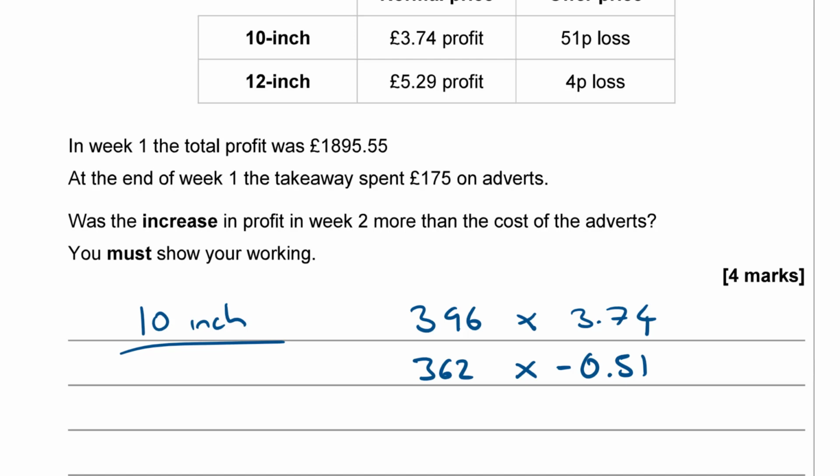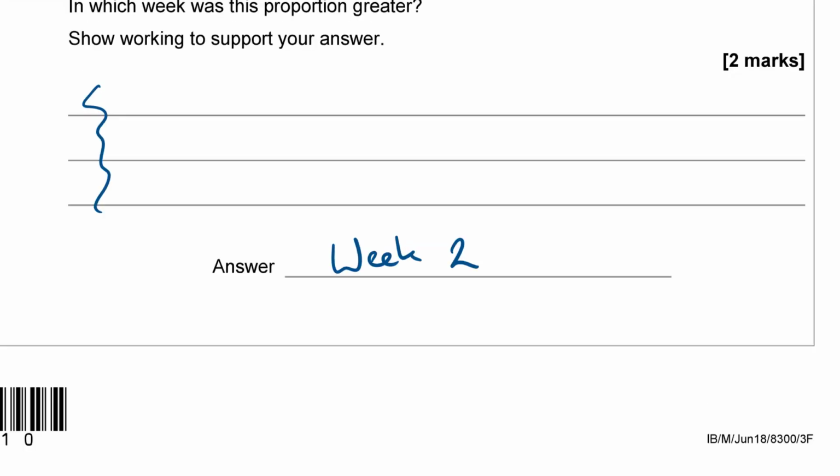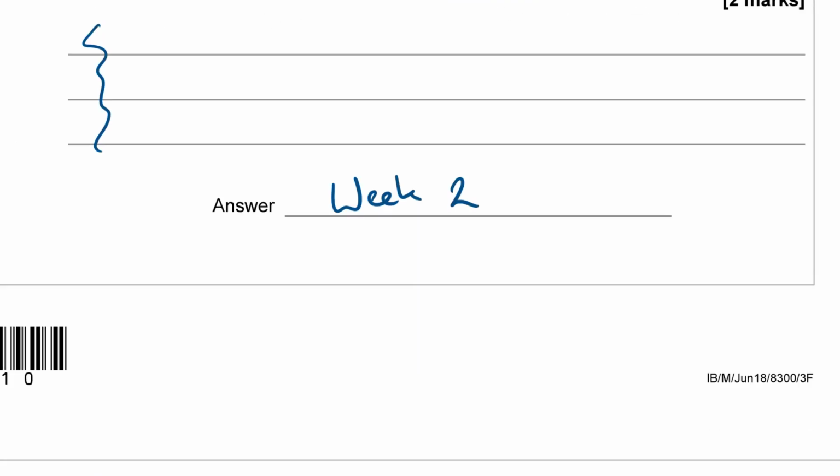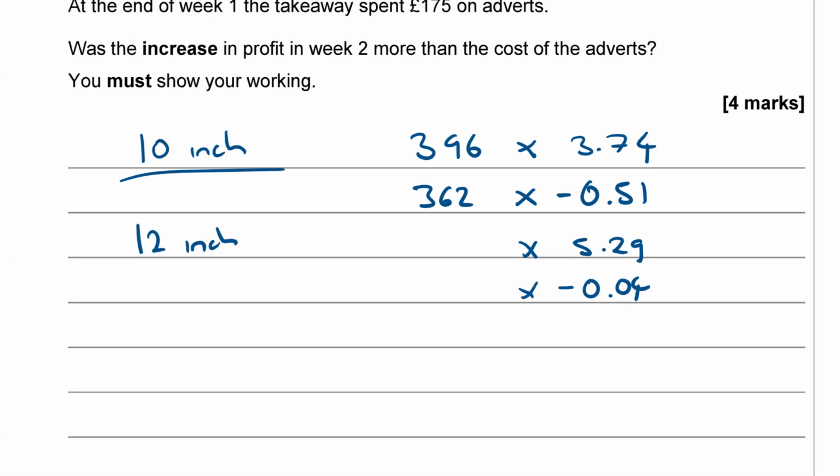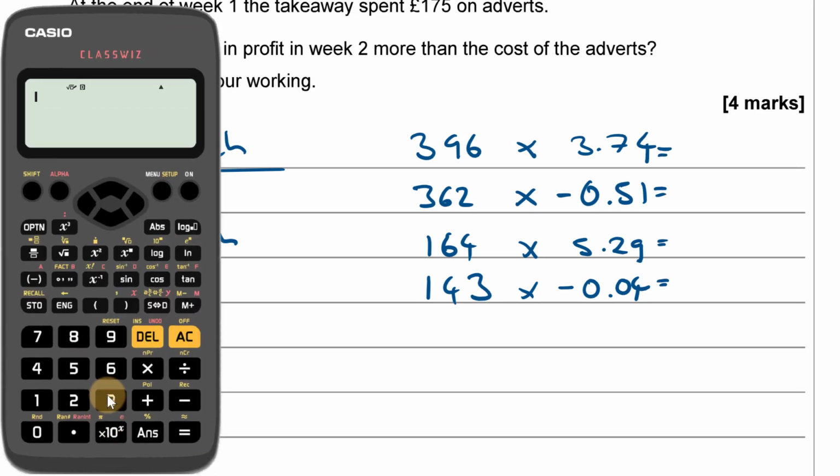I'll get the calculator out and work all those out in a minute. And then 12-inch, they make a profit of £5.29 if they're full price, and a 4 pence loss, so that's 0.04 negative if they sell a 12-inch pizza at the offer price. And we had 164 and 143 of those. Okay, so now we can work out all these and then add them all up and see what we got. So, over to the calculator.